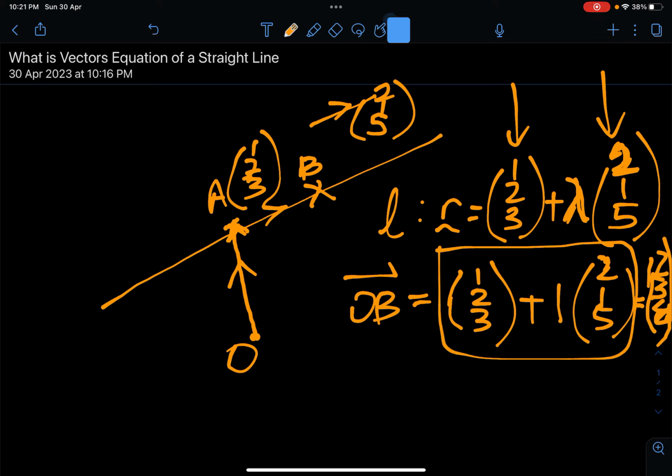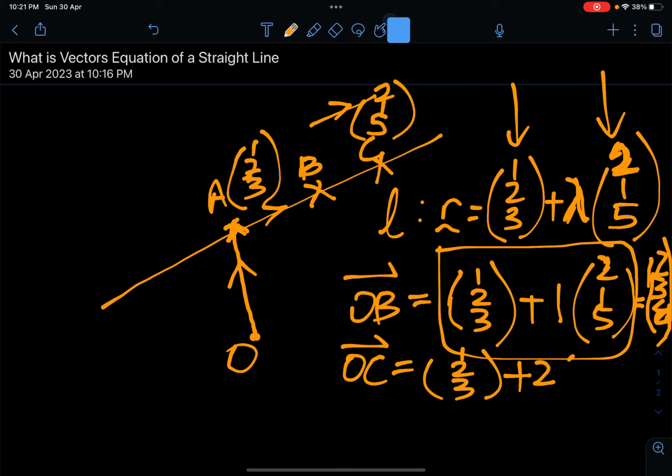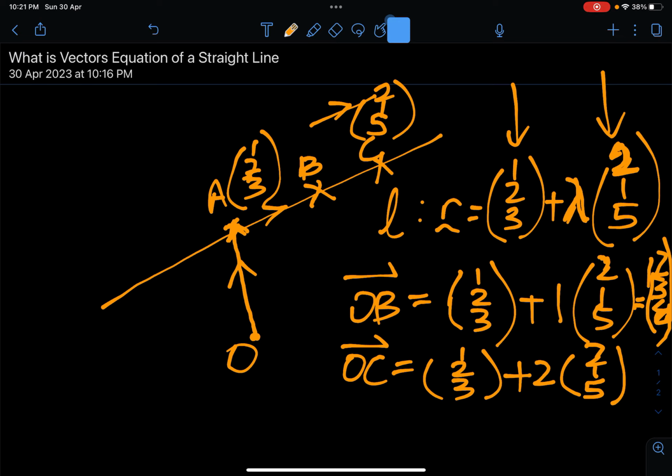Okay, so say I have OC. I have point C on this line. In order to get to C, I need to first get to A, OA, plus, let's say I need to travel twice the distance, so lambda here is 2, times (2, 1, 5). And then you can work out what this is.